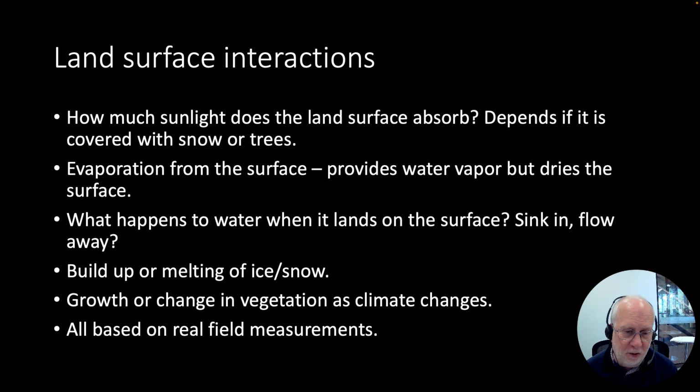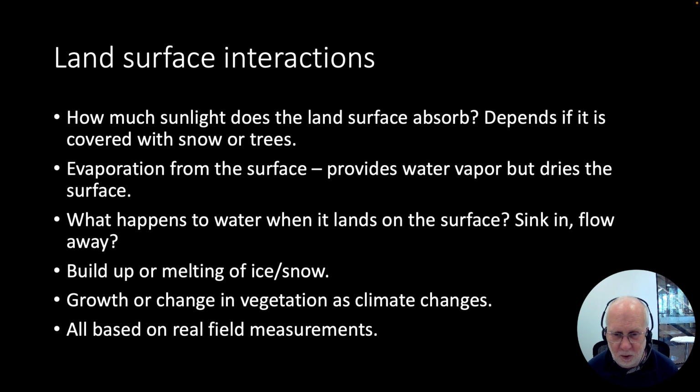To understand that, you have to know what happens to the water when it lands on the surface. If the water lands, does it flow away in a river? Does it seep into the ground? Does it evaporate immediately? Because that's going to determine how much evaporation you're going to get, which will also affect the weather. And also you've got to look at, do you build up swamps or ice or snow? Is the precipitation coming down as snow, and is it cold enough for it to stick as snow and build up? Now, all these parameters are based on real field measurements.